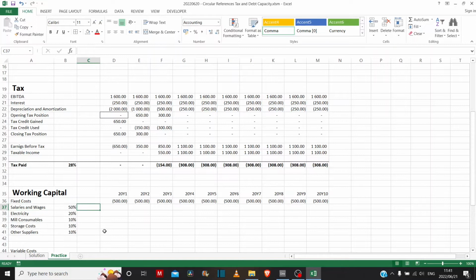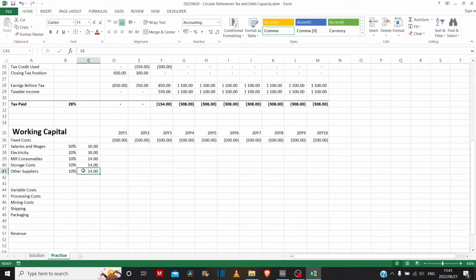Let's assume that you pay your workers at the end of every month. So on average, you pay them after 30 days. Let's assume also that you pay your electricity bill after 30 days, at the end of the month as well. Let's assume that you have to buy your consumables for your mills, and you pay your suppliers every 2 weeks. So 14 business days or 14 calendar days. Let's just assume calendar days here. Let's assume that it's also 14 calendar days for the storage facilities that you're renting out. You pay every 2 weeks, and all the other suppliers are also paid every 2 weeks.